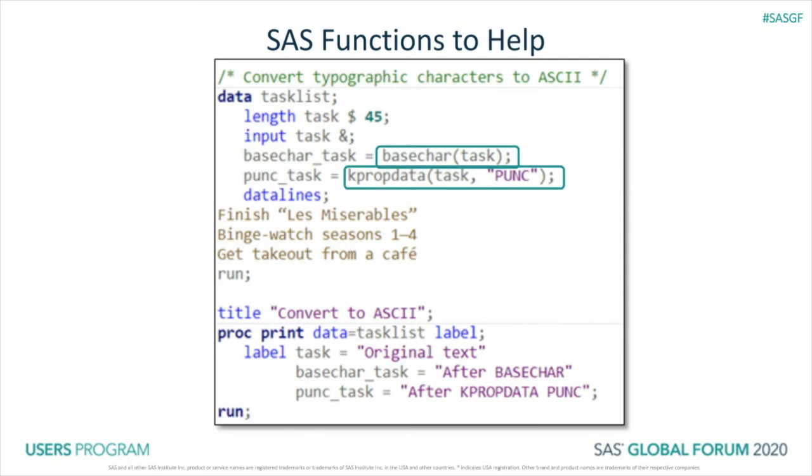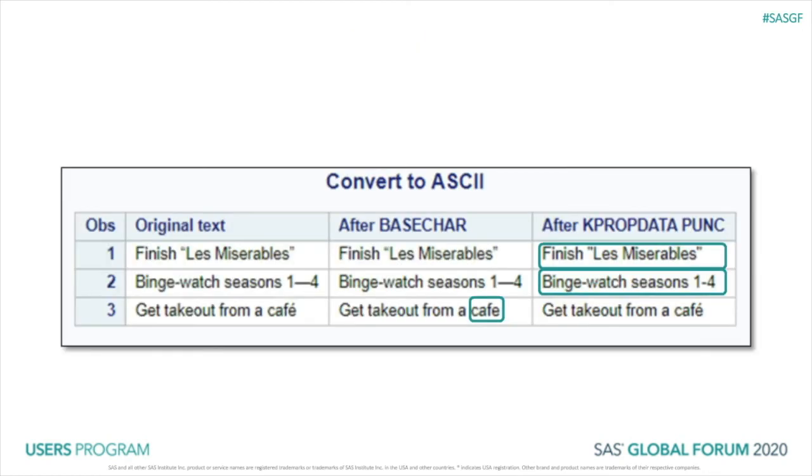I have a very simple SAS program. It has 3 observations. The first 2 observations have some of those punctuation characters that were impacted by that auto-format feature I mentioned earlier. The last observation has an accented character in the word cafe. I apply BASECHAR to the character variable task, and I'm also applying KPROPDATA directly to that same character variable task using a new option called PUNC. Let's see how those 2 functions impact the data.